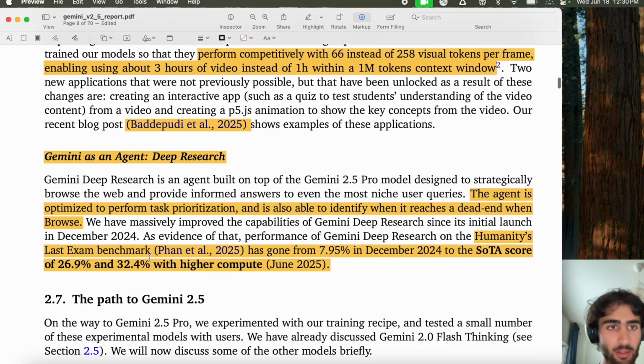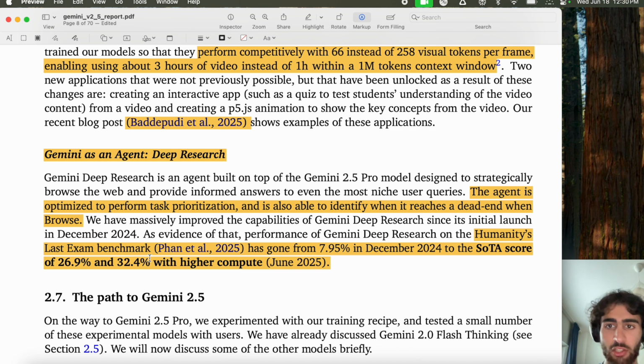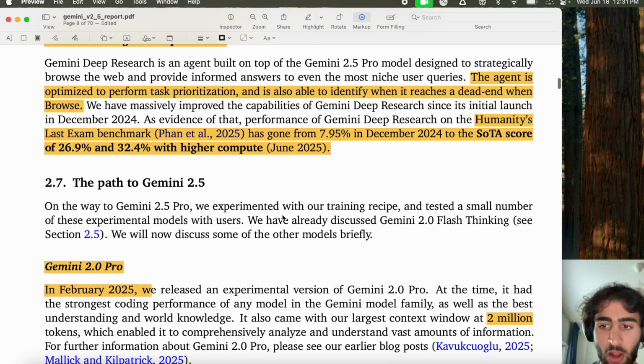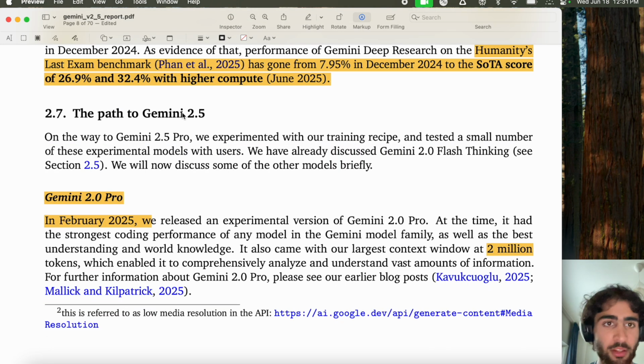And then in terms of Gemini as an agent, there's of course deep research, which was quite big around February to March. In essence, the agent is optimized to perform task prioritization and is able to identify when it reaches a dead end when browsing. There's a typo here. And one thing that I was quite interested to see is that on the Humanity's Last Exam benchmark, they improved it from 7.95 to 32.4 with high compute in this month, based on deep research.